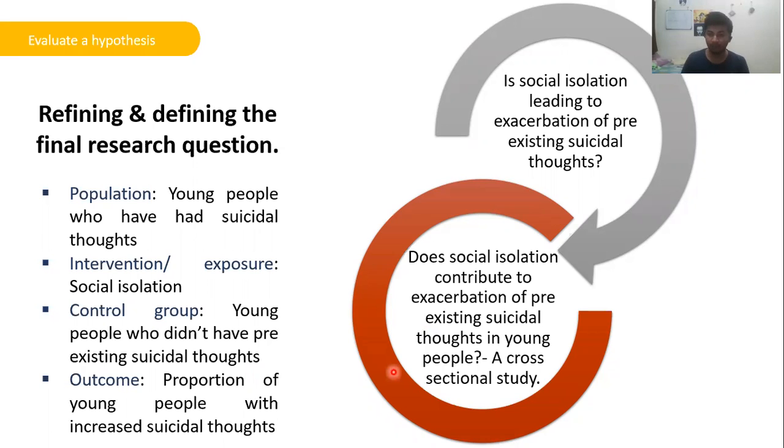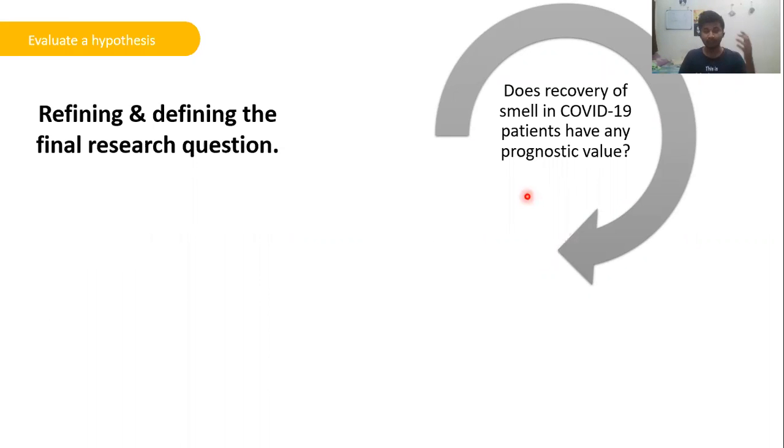Let's have another example. Let's say we started from a broad area, then we narrowed it down, then we did a literature review, and after the literature review we applied the final criteria, then PICO. So ultimately we are left with: does recovery of smell in COVID-19 patients have any prognostic value? Since there are a few first years here: prognosis is the outcome of a disease. After you get a disease, will you have a positive outcome or a negative outcome? That is prognosis. So, does recovery of smell in COVID-19 patients have any prognostic value? This was my narrowed down idea.